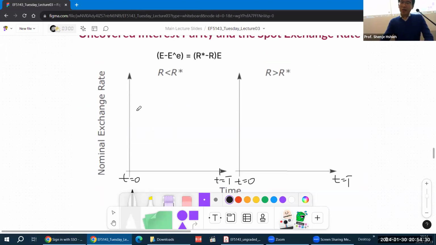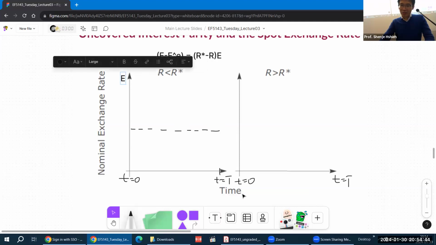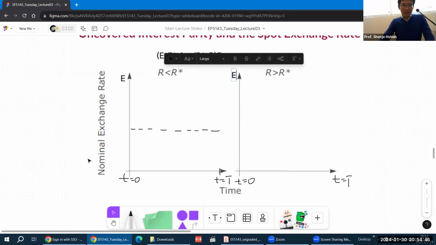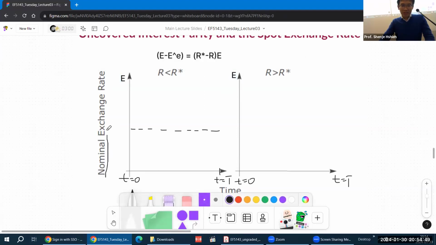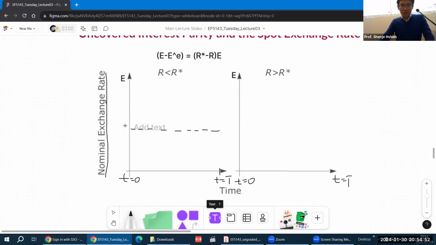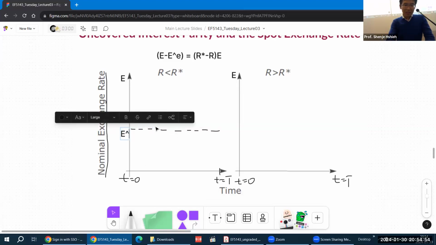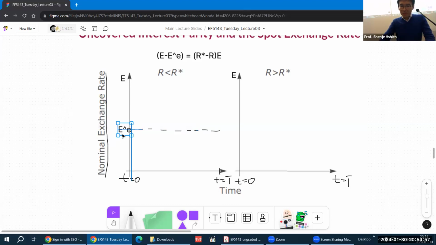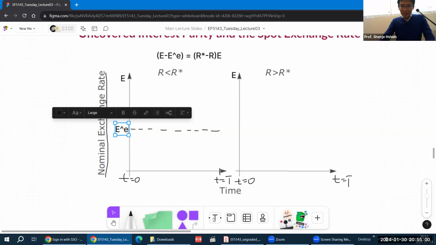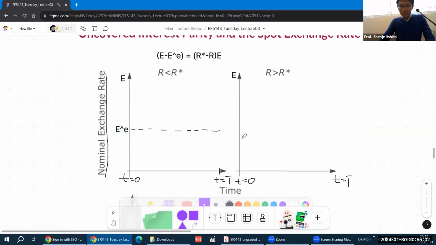So how do you characterize the anchor in a graph? We just draw a horizontal line. So let's assume that this is our anchored belief about what E hat E should be. The y-axis is the spot exchange rate value. So nominal, that's what nominal exchange rate means. It's just the spot rate. And let's assume that E hat E is just here, some arbitrary value, whatever it is. And let's also do that for here. So just some anchor, some constant.